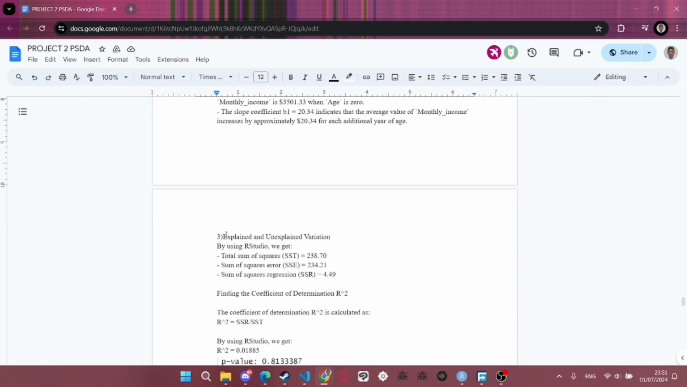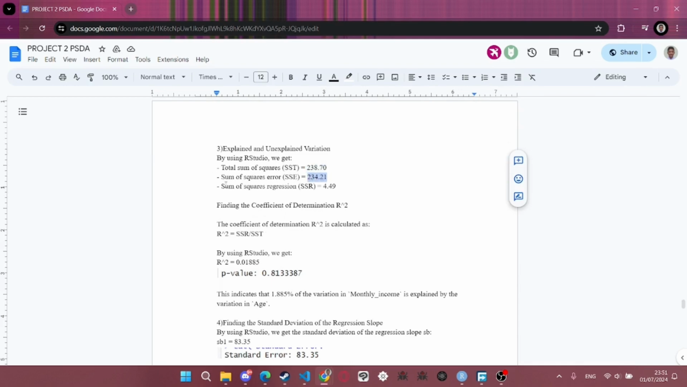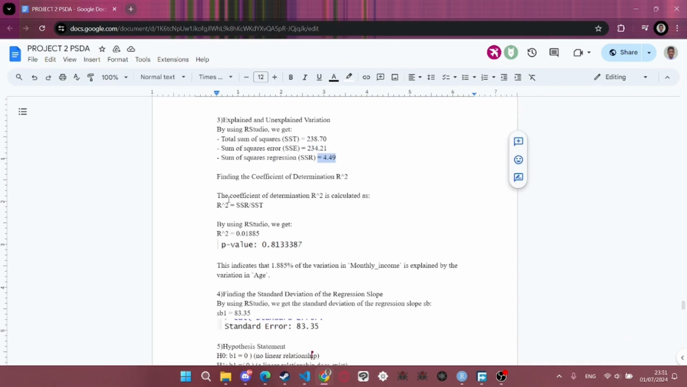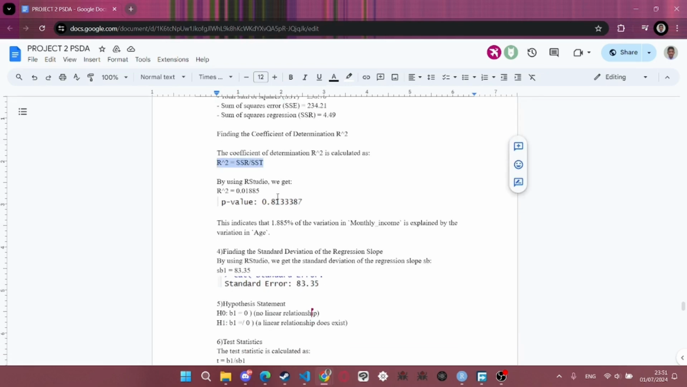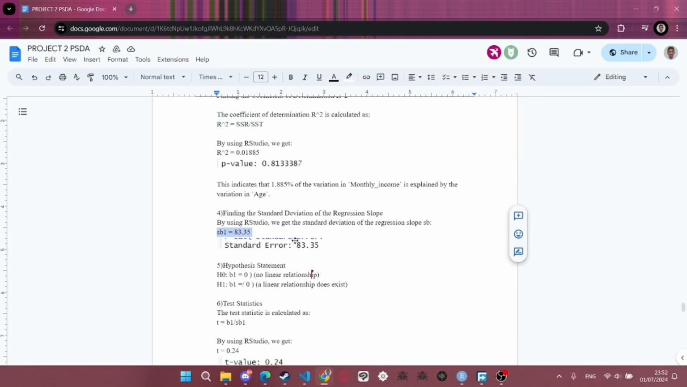The third step is, by using RStudio, we get the total sum of squares, the sum of squares error, and the sum of squares regression values. Then we need to find the coefficient of determination. This is the formula, and then we get this value. After that, we find the standard deviation of the regression slope, and this will be the value.